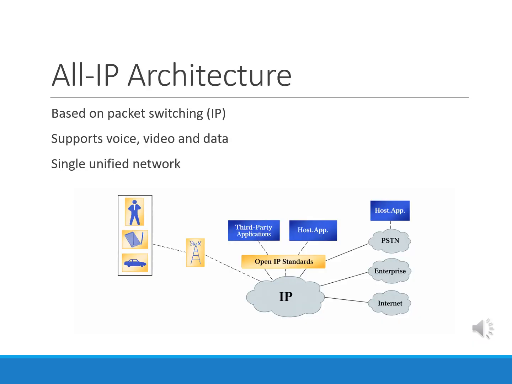To solve these problems, we introduced all-IP architecture. This system uses packet switching. Everything runs on IP, Internet Protocol, and supports voice, video, and data. One network handles everything. In IP architecture, we have the IP core network, open IP standards, third-party applications, host applications, and internet connectivity. This allows easy integration with modern services.